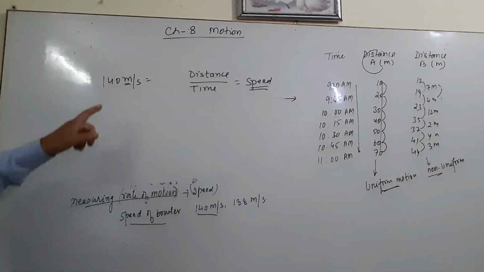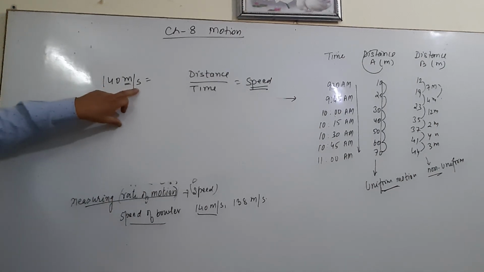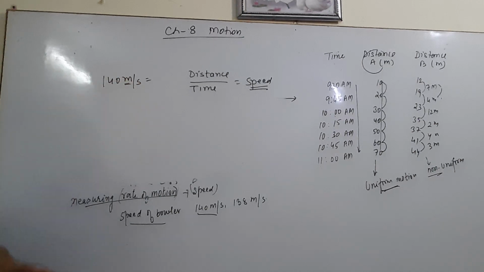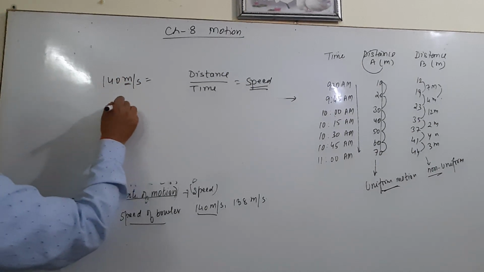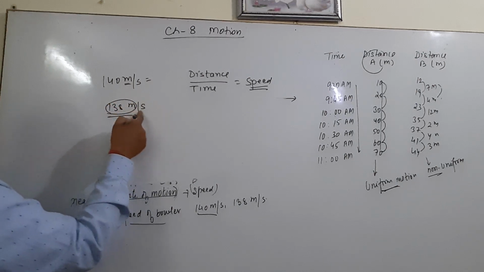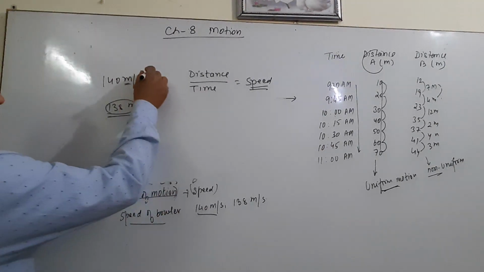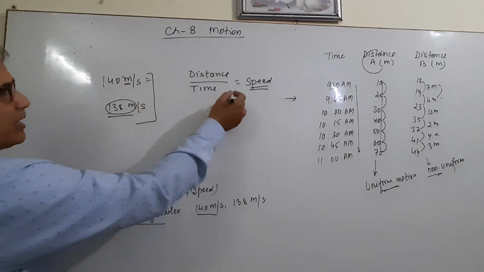And what is the meaning of 140 meter per second? It means a ball covers 140 meter in how much time? In 1 second. And what do you understand by 130 meter per second? It means 130 meter distance is covered by an object in how much time? In 1 second. And this rate of motion is known as speed.